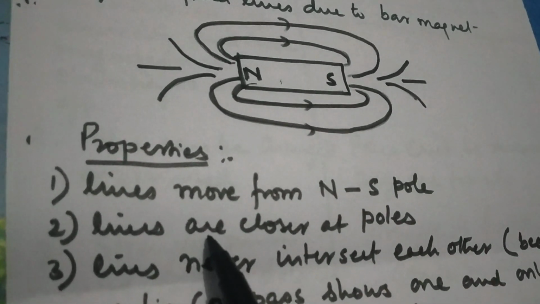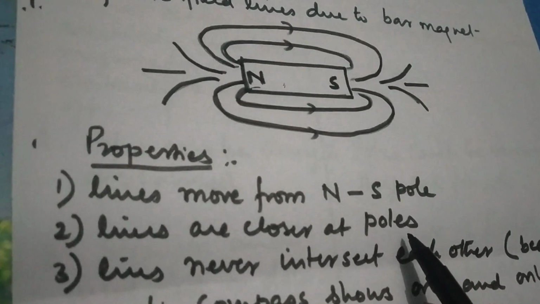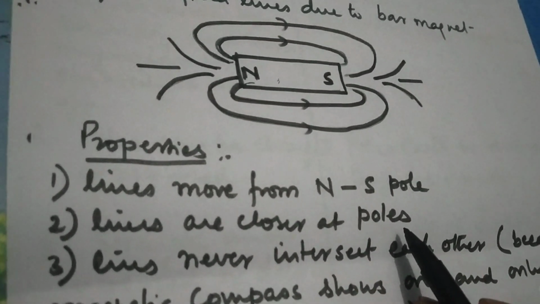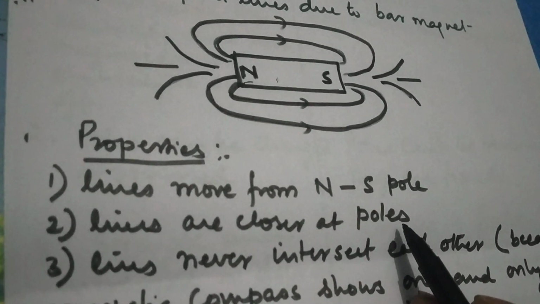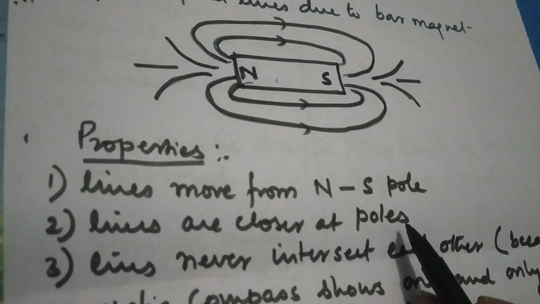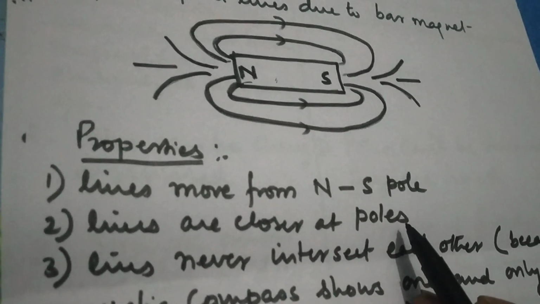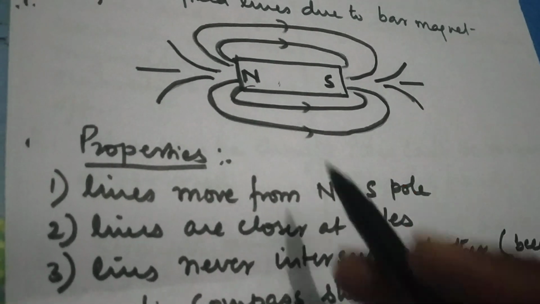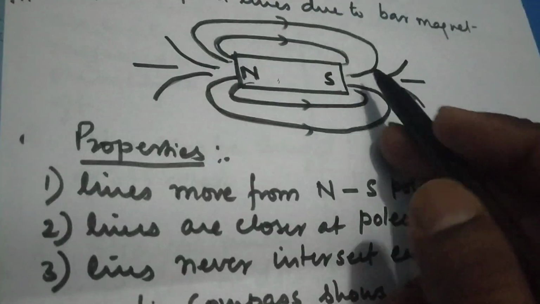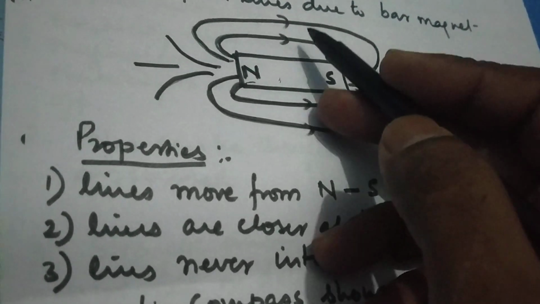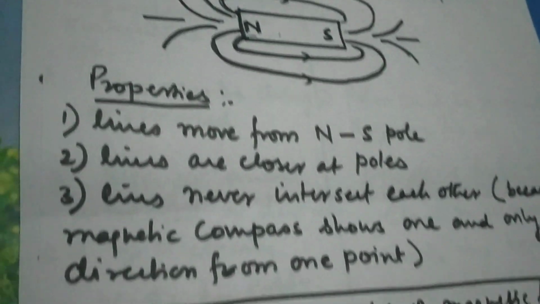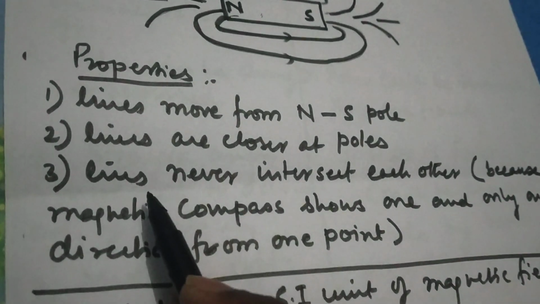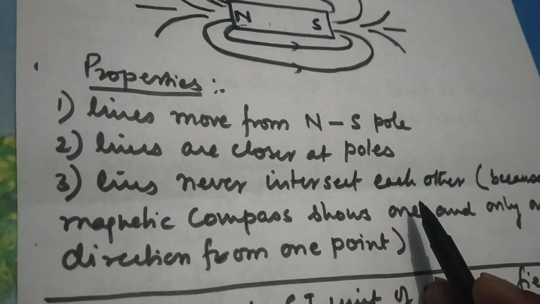Also, we told you that lines are closer at the poles and they are farther at the center. What does this mean? This means that the magnetic field strength is very strong at the poles and weaker at the center. So at this point the magnetic field will be strong, and at this point, the center or middle portion, the magnetic field is weaker.